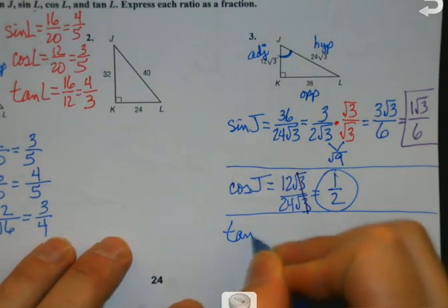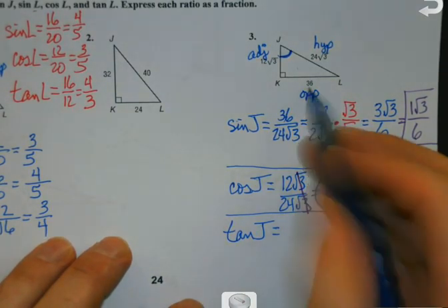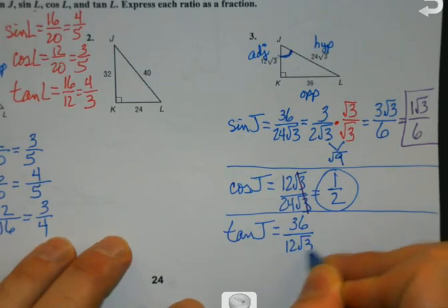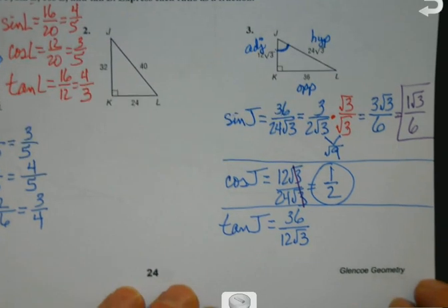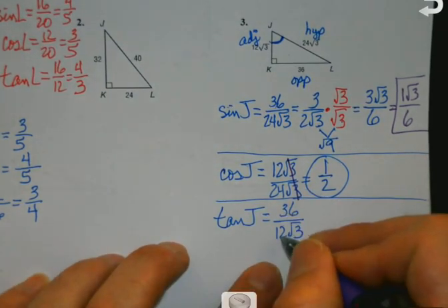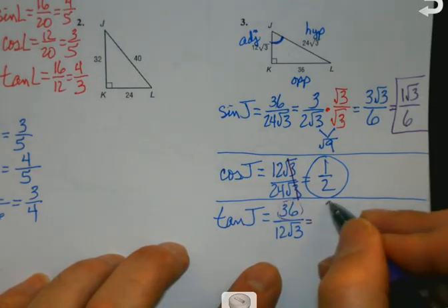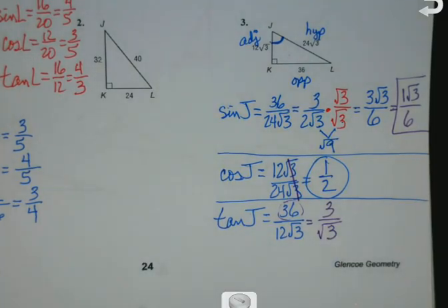And then finally, the tangent is opposite over adjacent. Again, I want to reduce what I can before I worry about rationalizing. 36 divided by 12 is 3. Be cautious. 36 is bigger, so my 3 goes up in the numerator. But now, similar to what we had to do with sine.